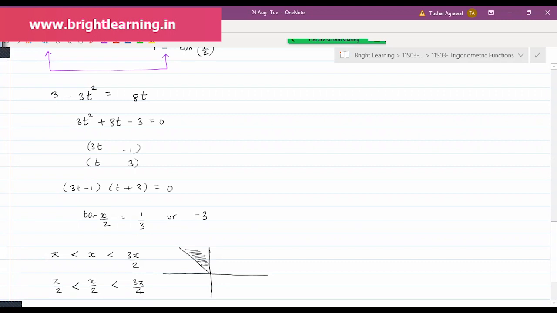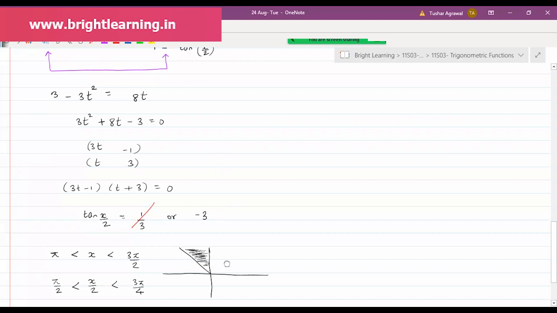Pi by 2 to 3 pi by 4, somewhere over here is the range of x by 2. So whenever the angle x by 2 is in that range, tan of that angle can never be positive. So we discard this value, because sine of that angle is positive, the y coordinate, cos is negative, so tangent will be negative. So tan of x by 2 is equal to minus 3.